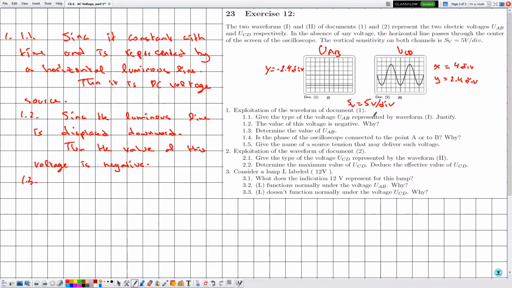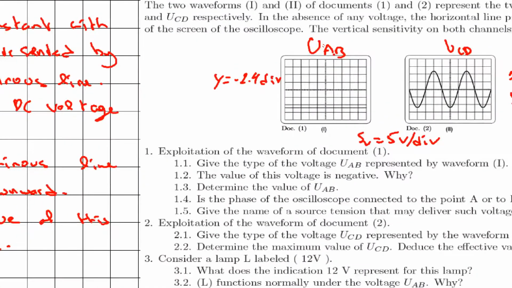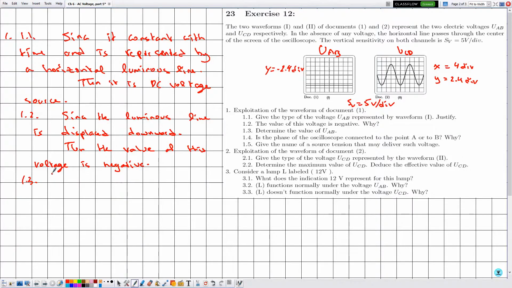Now referring back to determine the value of UAB for the voltage of document 1, which is given by SV multiplied by Y. The value of SV is common to be 5.